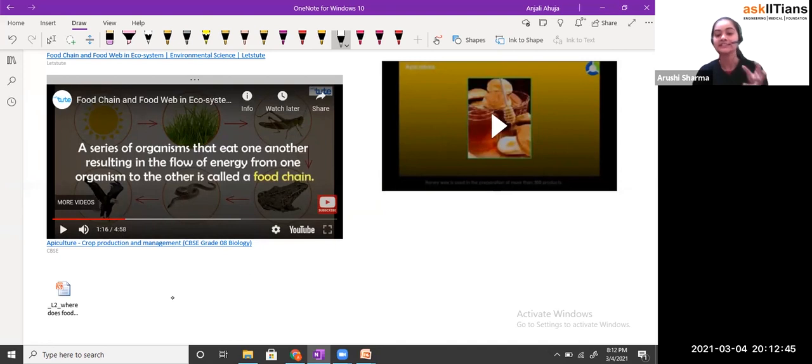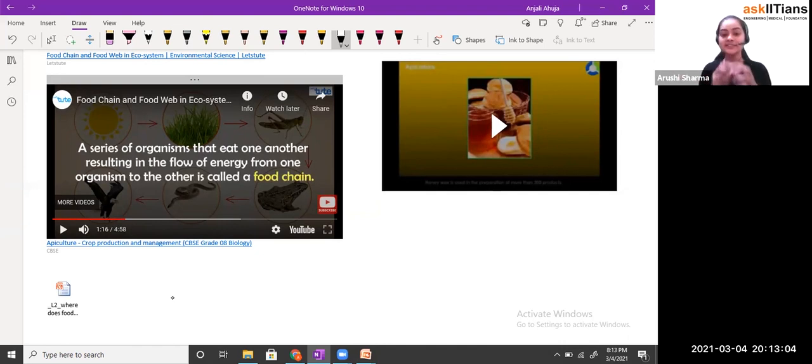So, students, a series of organisms that eat one another, resulting in the flow of energy. Like how the flow of energy is happening: sunlight is giving its energy to the plants. Now the plants have been consumed by the grasshopper. So that's how, students, energy is transferring from one organism to another organism.